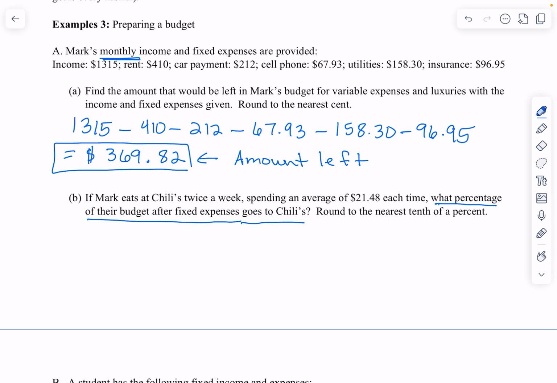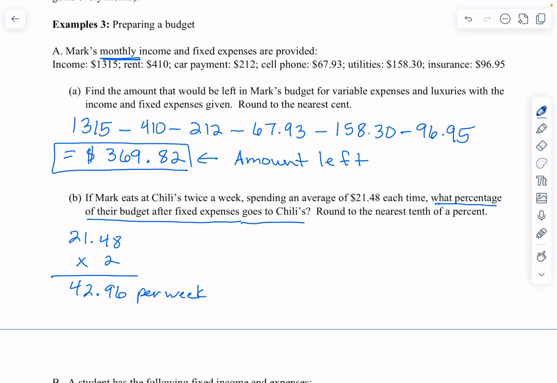Okay, so the first thing that we have to do is figure out, well, what's the total amount going to Chili's each week? Because he's doing this twice, and it's $21.48 each time. So we're going to multiply by 2, and we are going to get $42.96 per week.